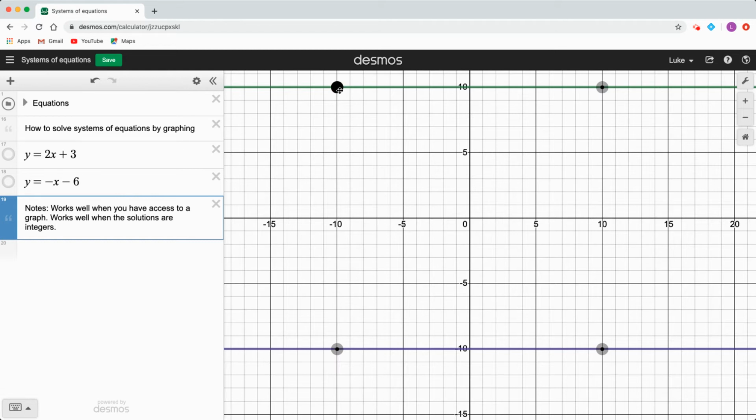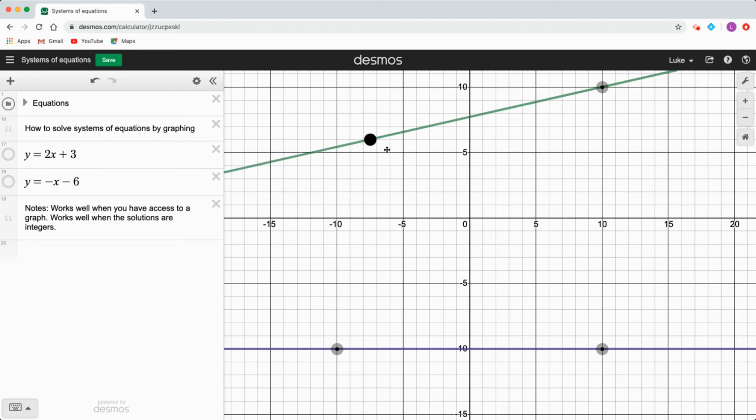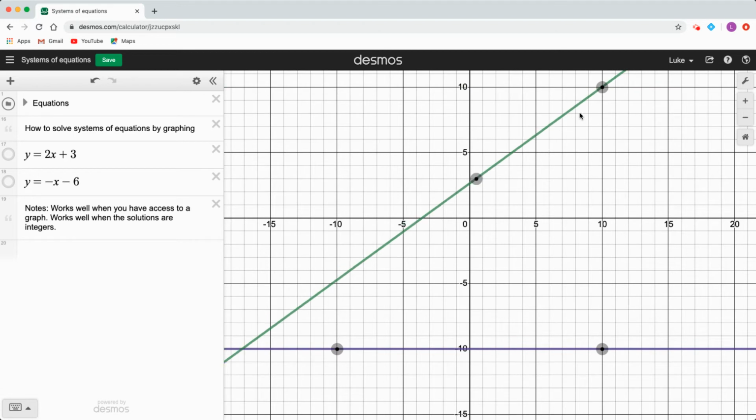So I will use the green line to graph y equals 2x plus 3. I'll start off at the y-intercept, and then I'll use another point to find the slope. It's 2, so that means I have to go up 2 over 1. Make sure that's actually on the y-intercept. And so that is the first line.